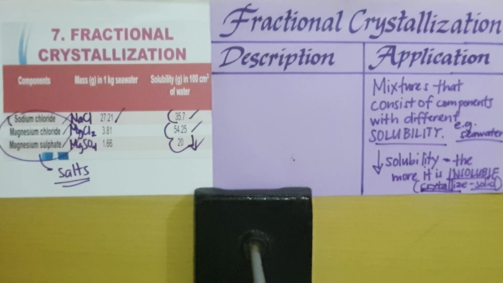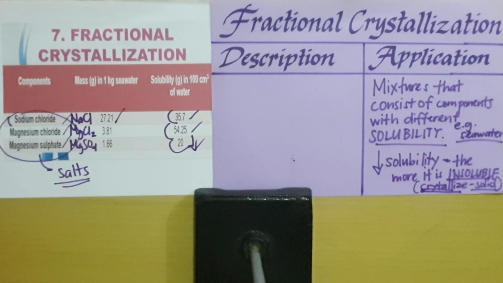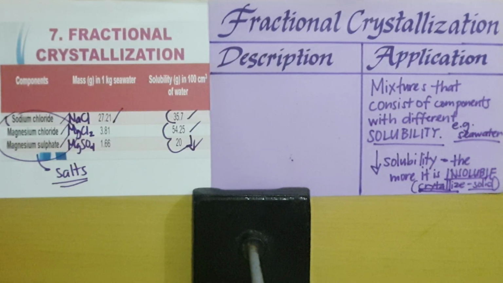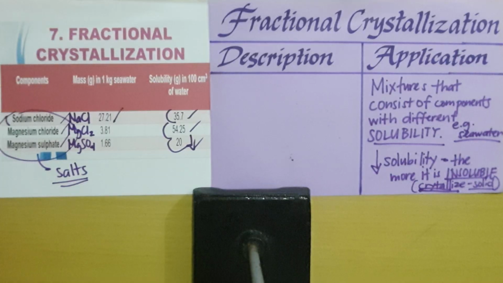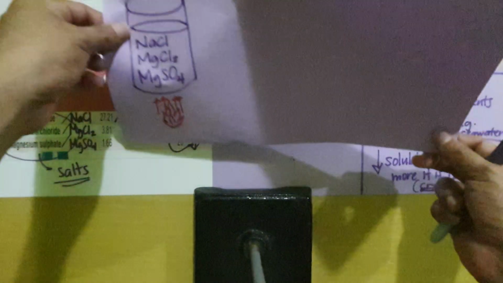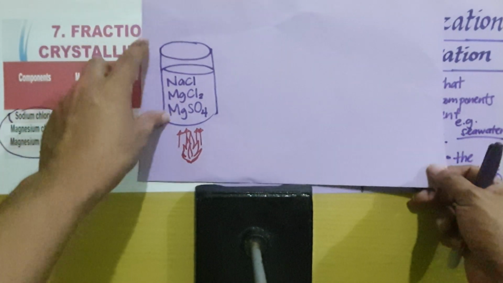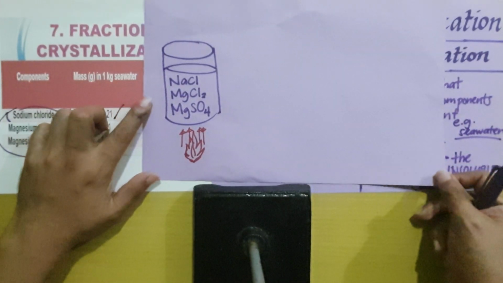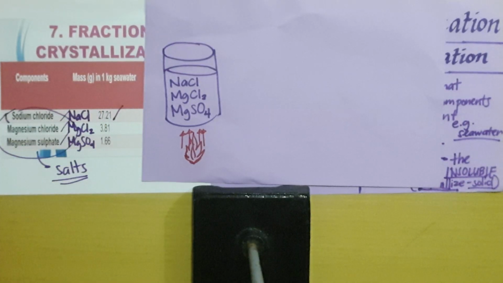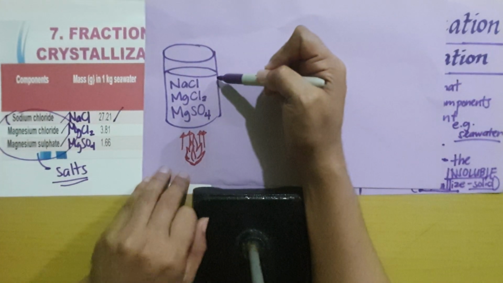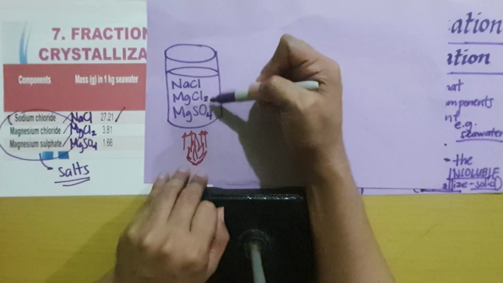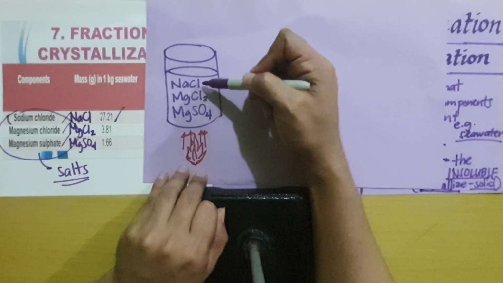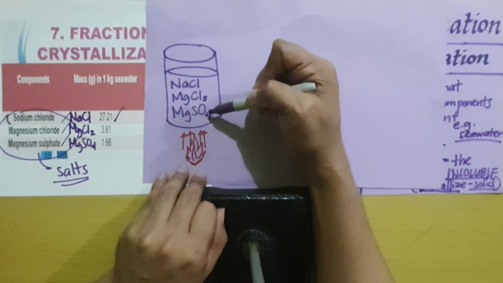So for this video presentation, let's try to describe fractional crystallization as a method in separating the components of a certain mixture. Let's have the following simple illustration to show how fractional crystallization can be applied. In this example, we have a container, and this container consists of seawater. Note that the seawater sample here consists of sodium chloride, magnesium chloride, and magnesium sulfate.